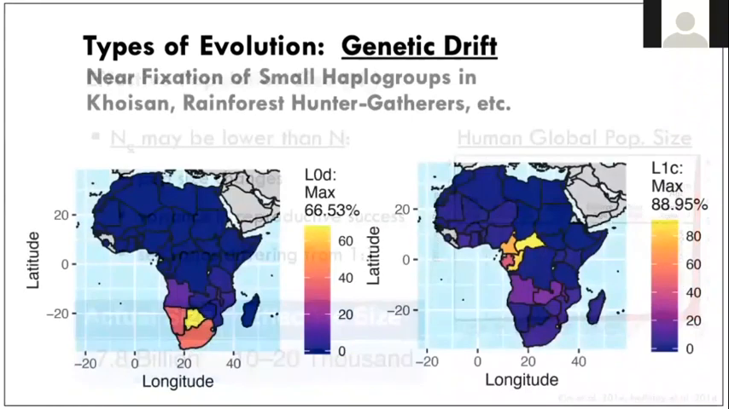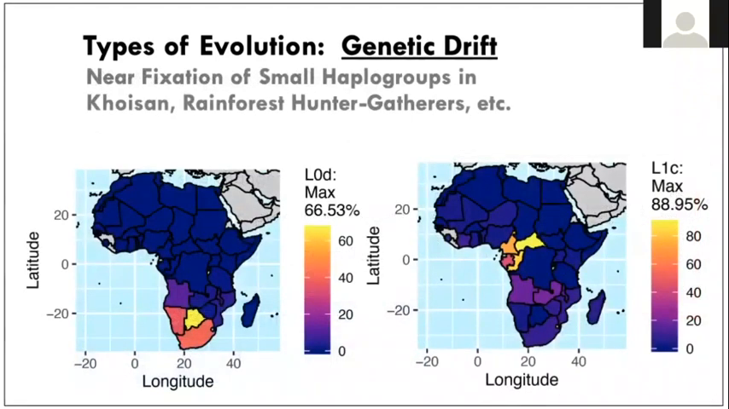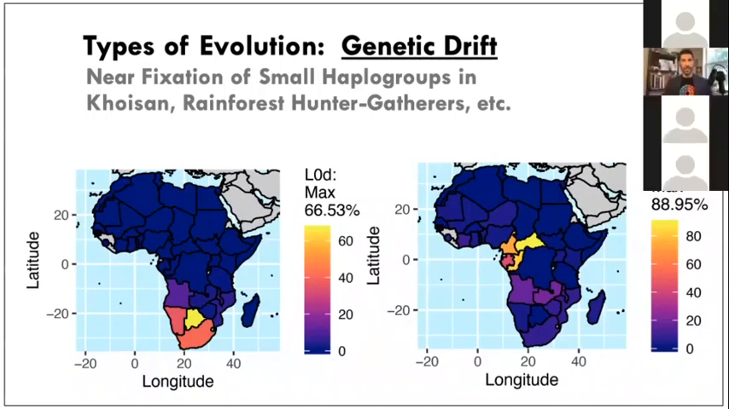And how this is relevant, for example, to mitochondrial haplotypes and their frequencies: if you look at small populations, for example, the Khoe-San or the Central African rainforest hunter-gatherers, you see high frequencies of very specific sub-haplogroups. For example, we have L0d and L1c in the Khoe-San and the Western rainforest hunter-gatherers, respectively. This is because essentially they've lost many of those lineages over time due to drift.